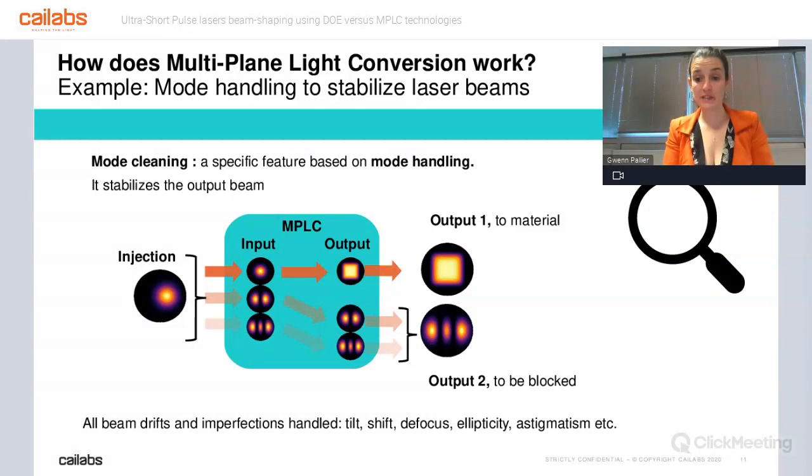What we do is that the energy in the main mode follows a specific path inside the MPLC, and it gives the expected shape. Whereas the energy from the shift, from the instability, is considered as energy in the higher orders, and it follows another path, and at the end it is blocked. This very unique feature is very good if you want to handle different instabilities such as tilt, shift, defocus, ellipticity, astigmatism, and others.